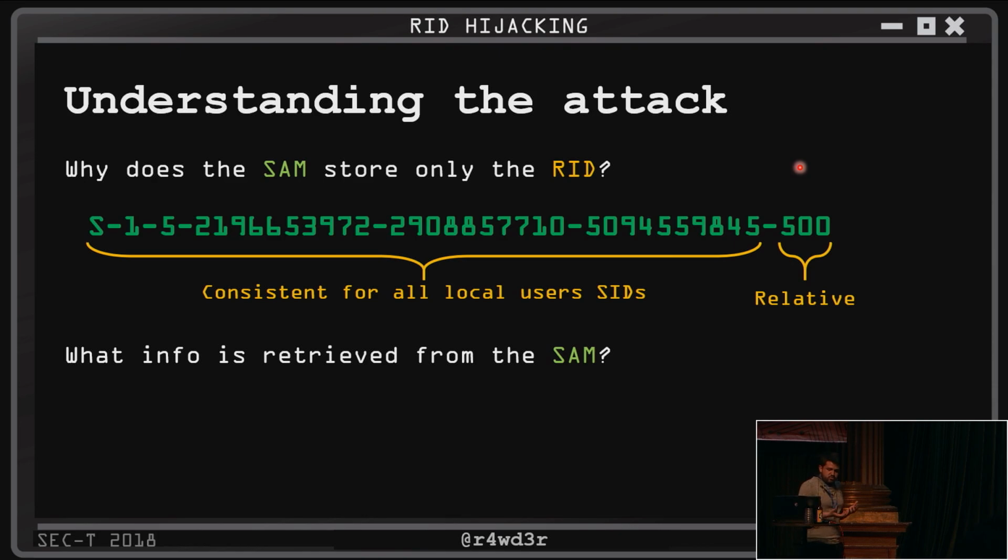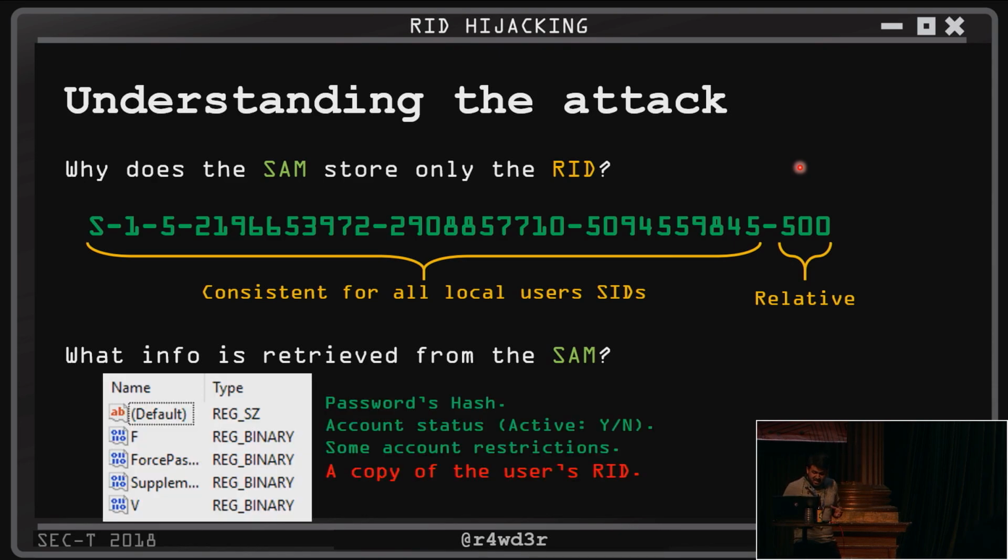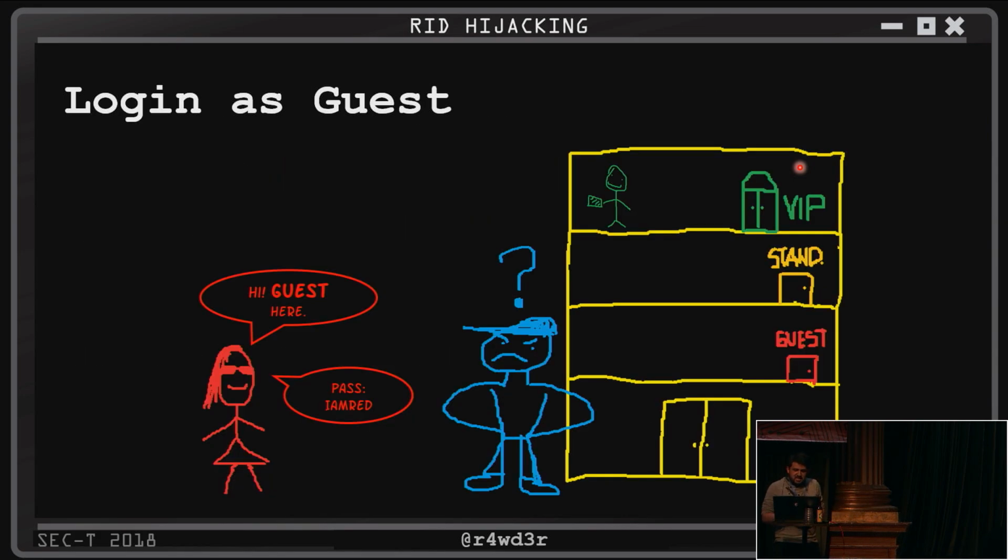So what info is retrieved from the SAM? It retrieves the password hash, which is ciphered with the system boot key, as you may know, the account status, which is active or not, some additional account restrictions, and a copy of the user's RID, which is the pivotal one, the core of the RID hijacking attack. The thing is that I have found that this RID copy is used later by the security reference monitor to create the new access token.